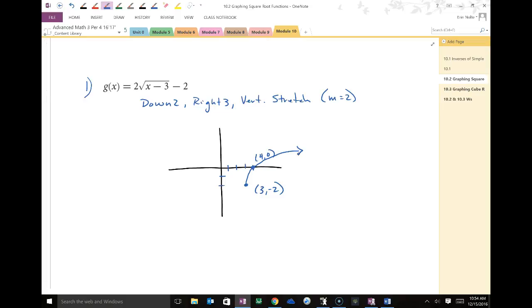What do you think? Wait, wouldn't it be like a parabola on the side? No, because we're dealing with a square root. A square root function is always going to be turned on its side. Technically, it is the inverse of a quadratic, yes. So are we okay with that one?